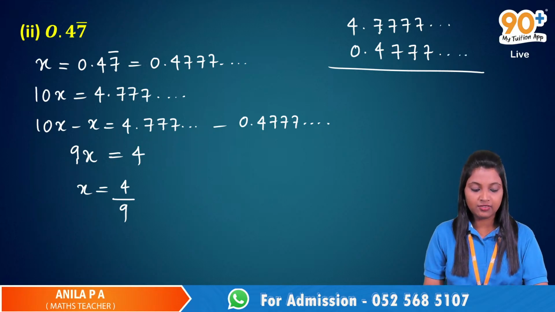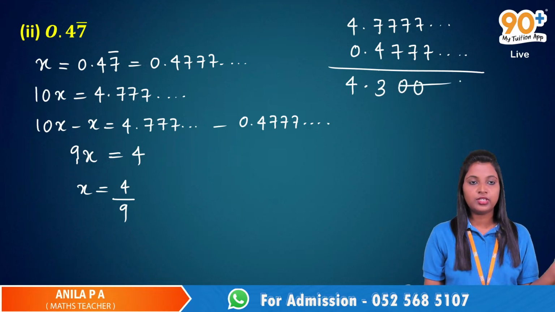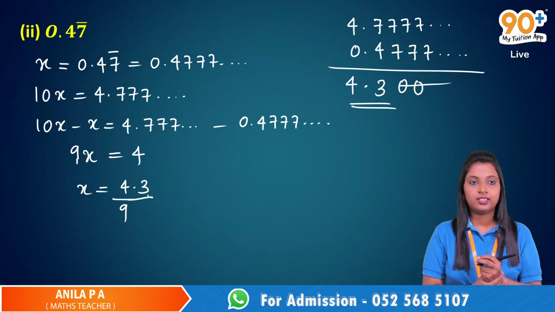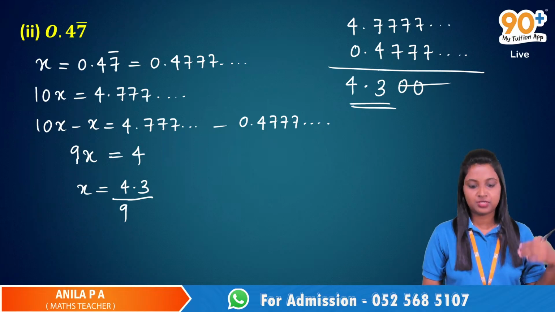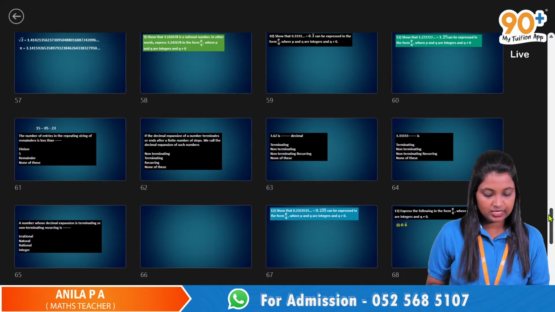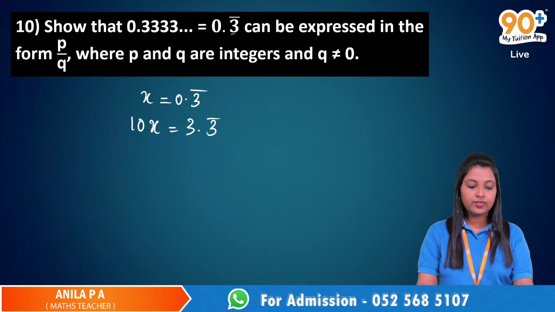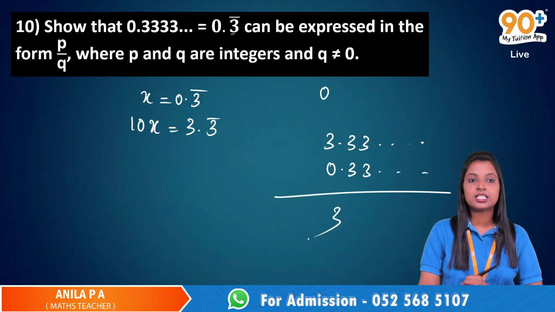Here we have a difference, 7 minus 4, which is 3. And here 4 minus 0 is 4 and everything else is just 0, so we can ignore that. So it is actually 4.3 divided by 9, not 4 divided by 9. Please be careful while subtracting. In the earlier question it was 3.333 etc. minus 0.333 etc., so everything becomes 0 and we get 3.